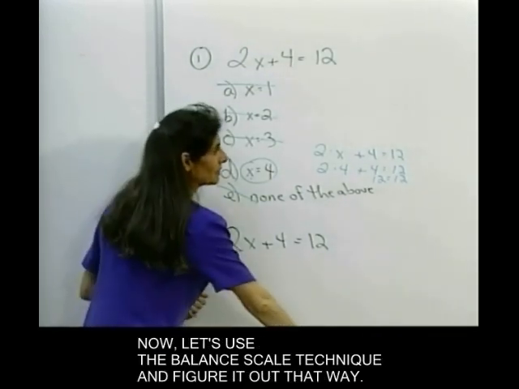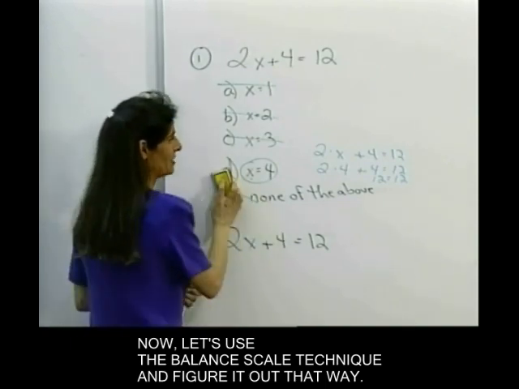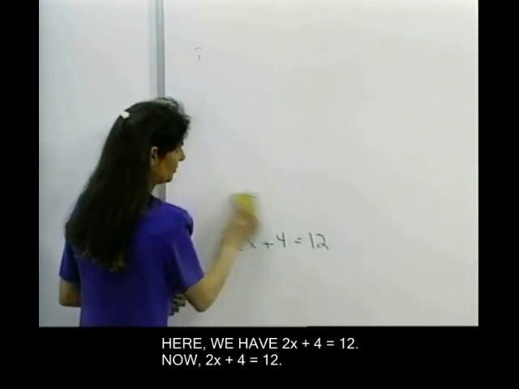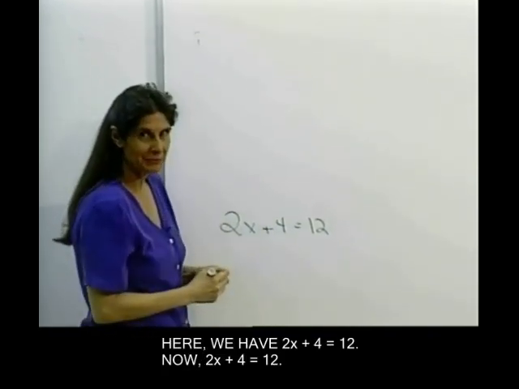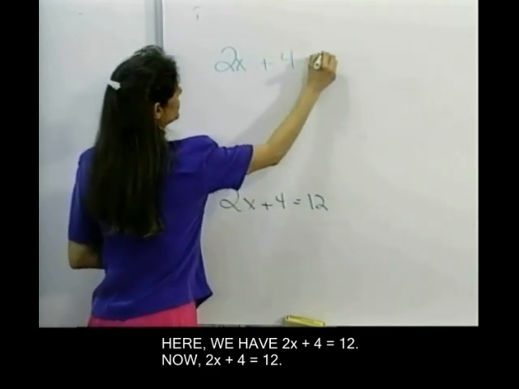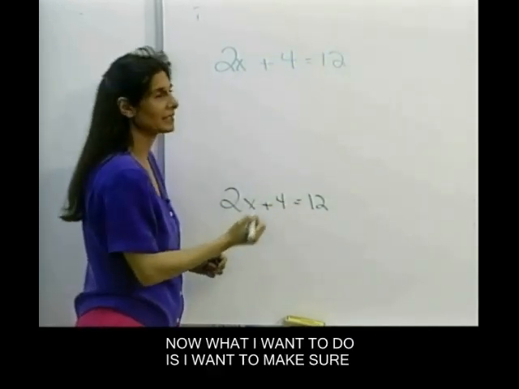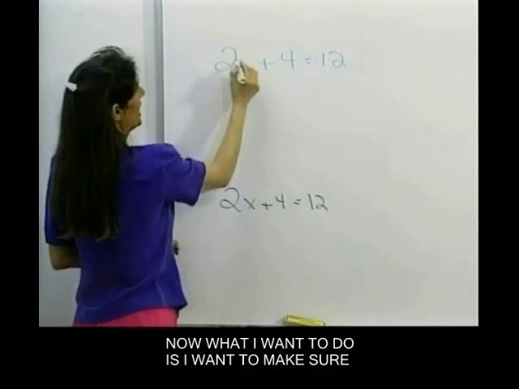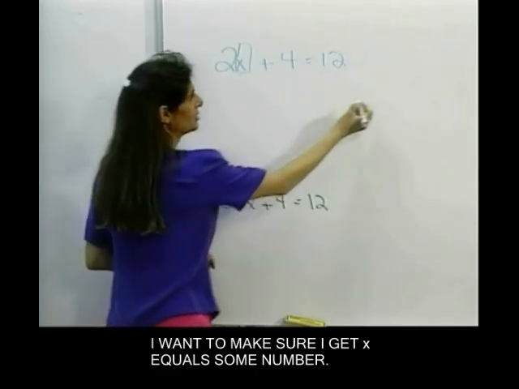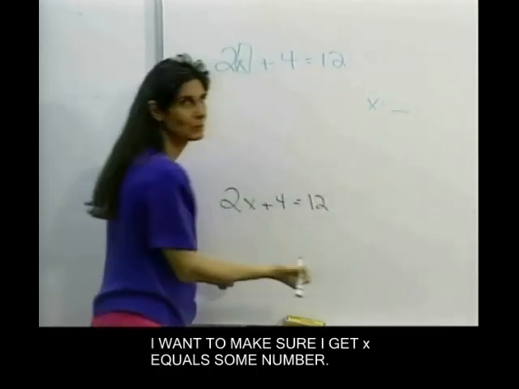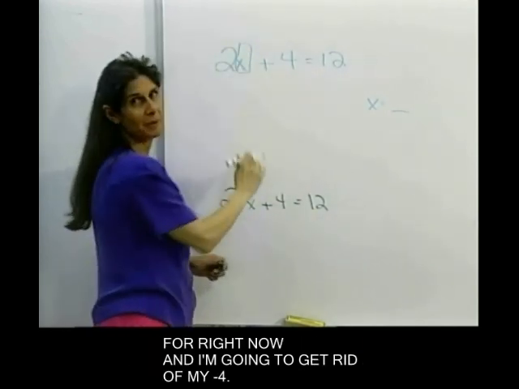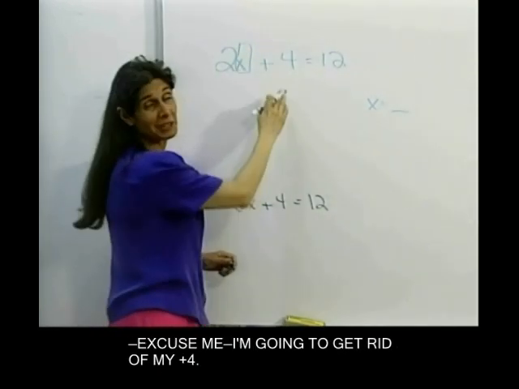Now let's use the balanced scale technique and figure it out that way. Here we have 2x plus 4 equals 12. Now what I want to do is make sure that x stands all by itself on this side of the equal sign. I want to make sure I get x equals some number. So I'm going to leave this alone for right now, and I'm going to get rid of my plus 4.